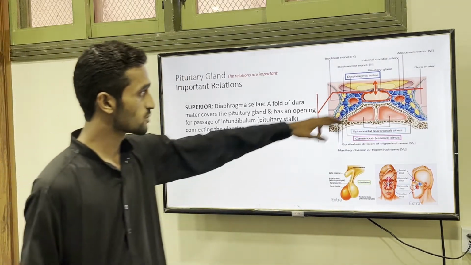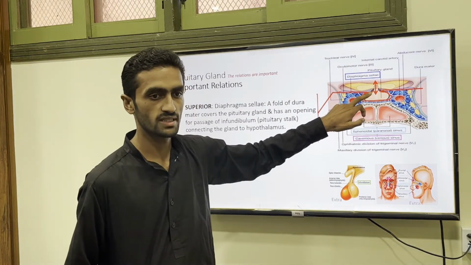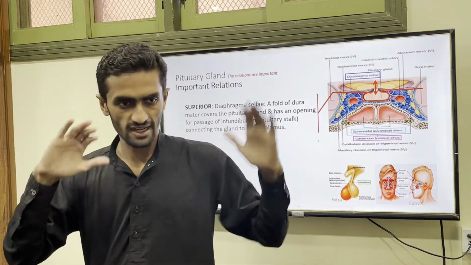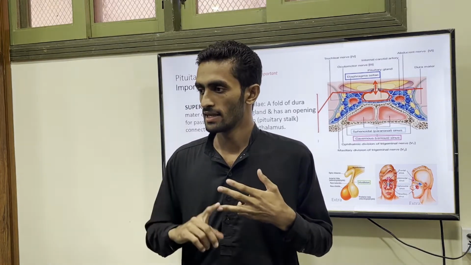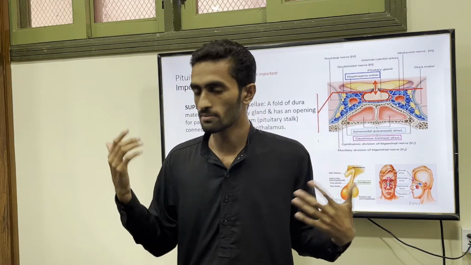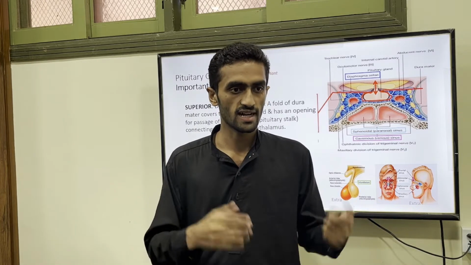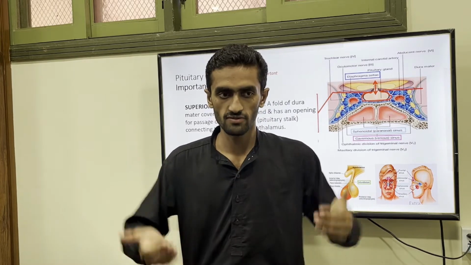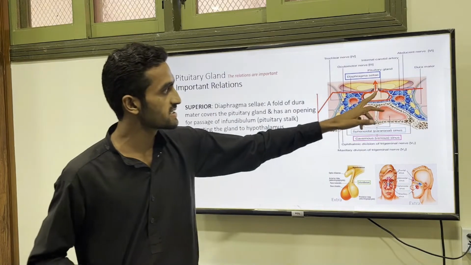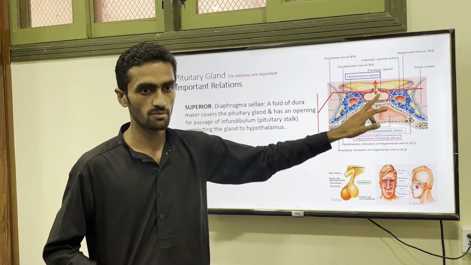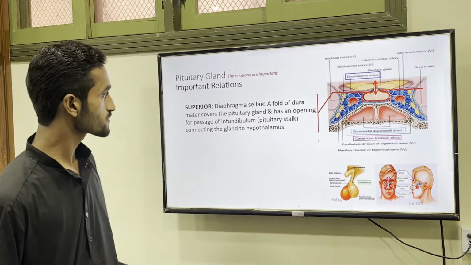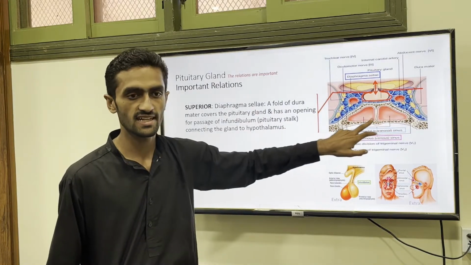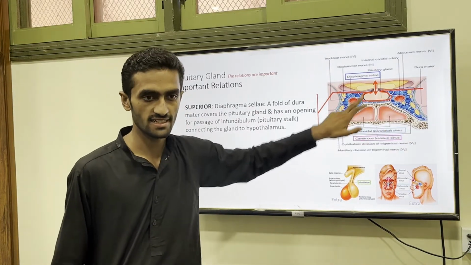If you look superiorly in this part, here is the diaphragma sellae. If you have a little idea of the three covering meninges of your brain, the dura mater, arachnoid mater and pia mater, one fold of the dura mater is the diaphragma sellae, which covers your anterior pituitary. Here is the aperture for the infundibulum to connect with the hypothalamus, located on the superior margin. And inferiorly, what is present? Your sphenoid sinus, and laterally your cavernous sinus.